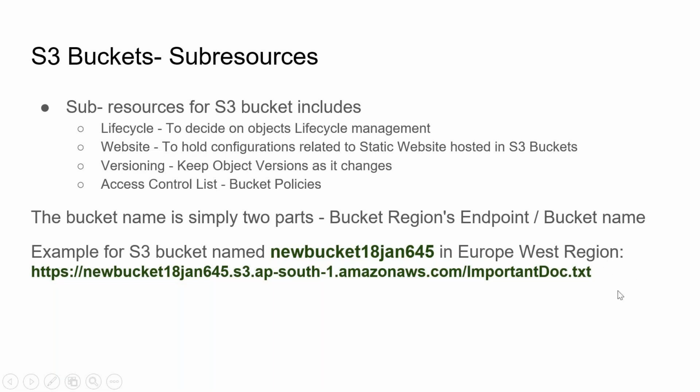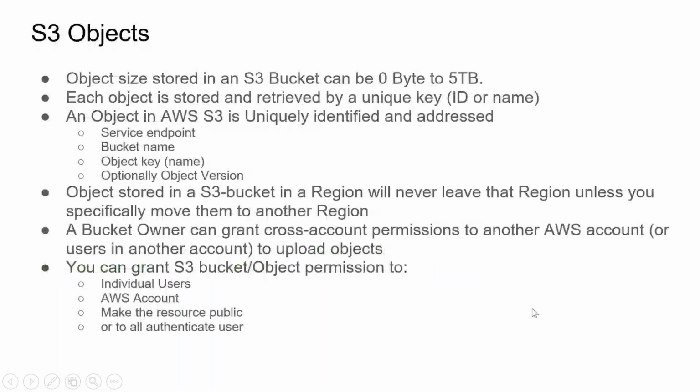In this URL, no ID is there. That means I am not using versioning. That is the reason we say optionally object version. If you don't have versions, you won't see any version ID, but if you have versions, then you will also see the version ID.